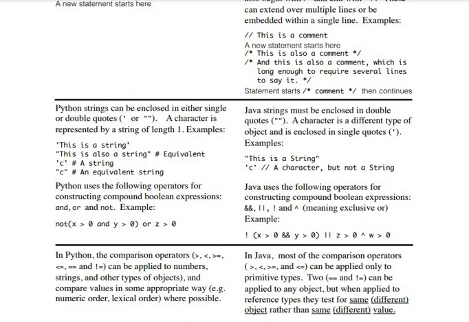Python strings can be enclosed in either single quotations or double quotations. A Java string must be enclosed in double quotations only. If it is a single character, you can put it within single quotations, but a string must be placed within double quotations.